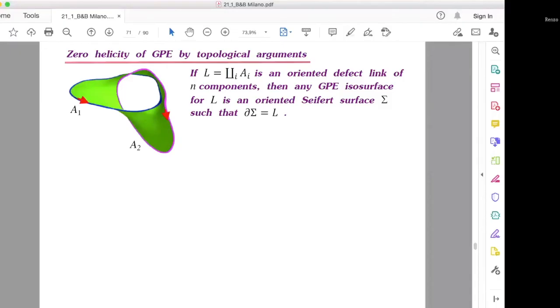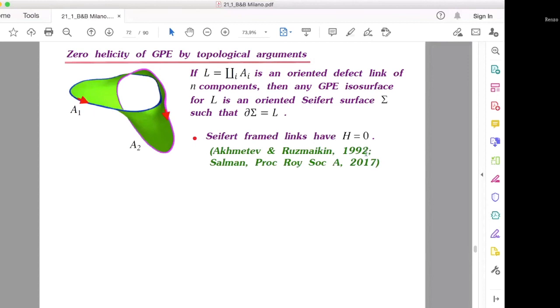If L is the disjoint defects, the isophase surfaces determine oriented Seifert surfaces, which are bounded by the defects. And as pointed out back in '92, and more recently by Hyder Salman in 2017, helicity can be treated rigorously, again, by topology. So this is quickly the result.